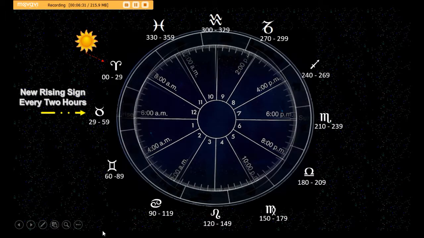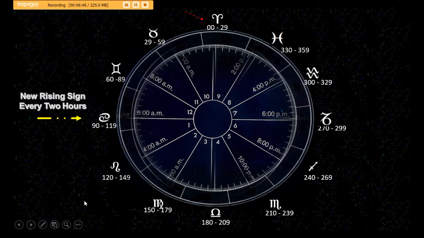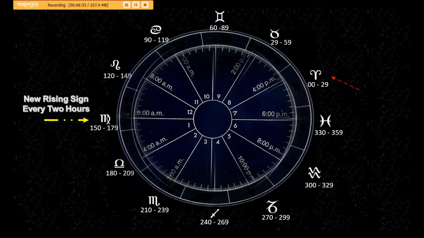So as Taurus rises, the next 2 hours, and then Gemini rises the next 2 hours, and this is in the daytime for the first 12 hours of the rising. From rising to setting, it's 12 hours. So you have Cancerian rising, you have Leo rising the next 2 hours, you have Virgo rising.